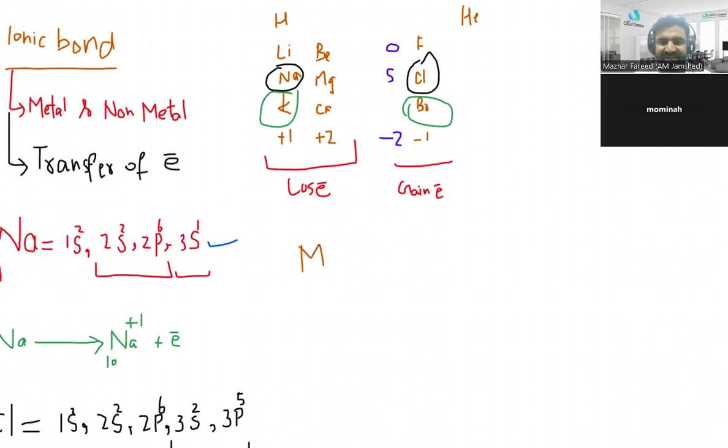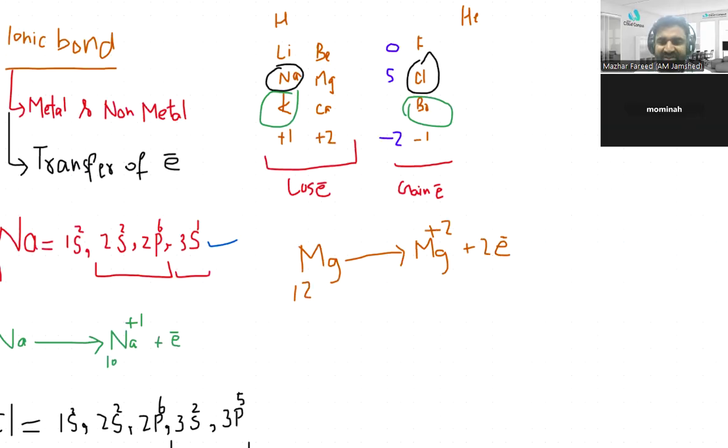So you are seeing here that magnesium is in the second group. So magnesium can lose two electrons to become stable. Every atom has its valency or oxidation state due to gain and loss of electrons. So magnesium loses two electrons, then it becomes stable. Since it is losing two electrons, it will have a plus two charge. You can see its atomic number is 12.